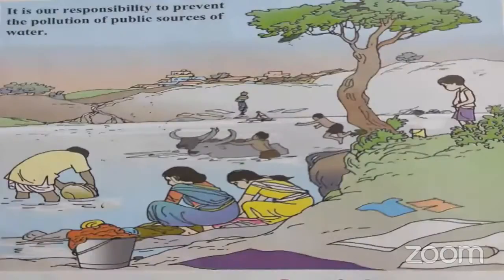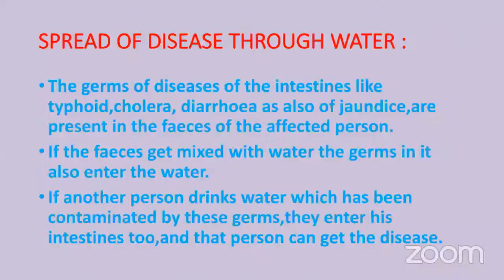Very good. So, it is our responsibility to prevent the pollution of public sources of water. We should not contaminate this water because many passersby will drink it. So, it is our responsibility. We should not contaminate the water. So, now we'll see spread of disease through water.